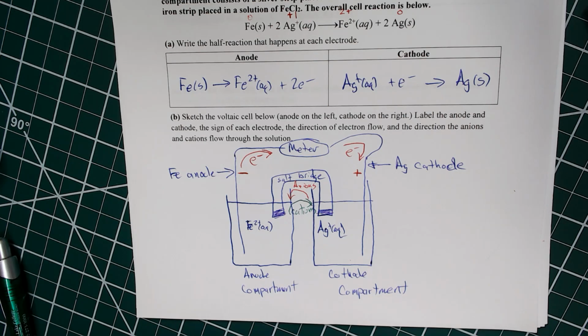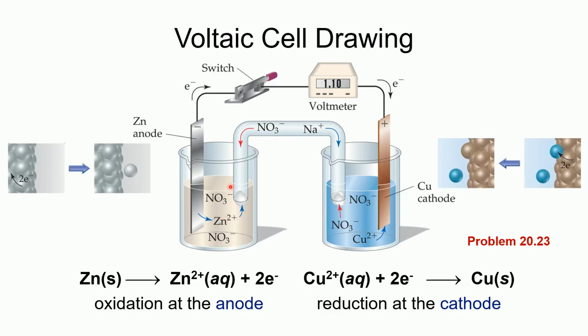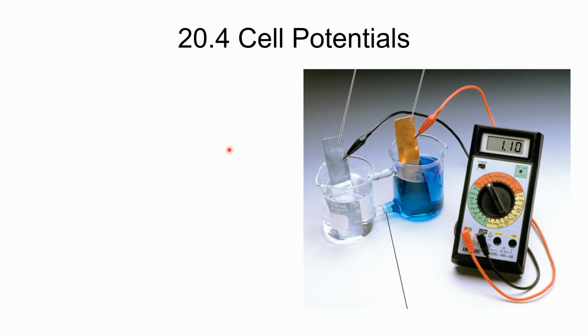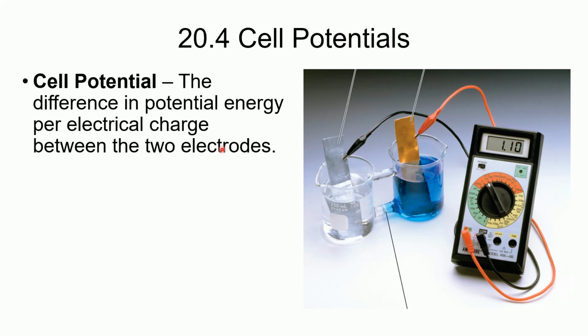So we're going to go back and go to the next part. And the next part, we're going to look at cell potentials. And with cell potentials, we're going to be looking at first what the definition of cell potential is. Now, if you look on problem number 20.25 A, it says what's meant by the term cell potential. Well, this is the answer to that. So cell potential, it's the difference in potential energy per electrical charge between the two electrodes.